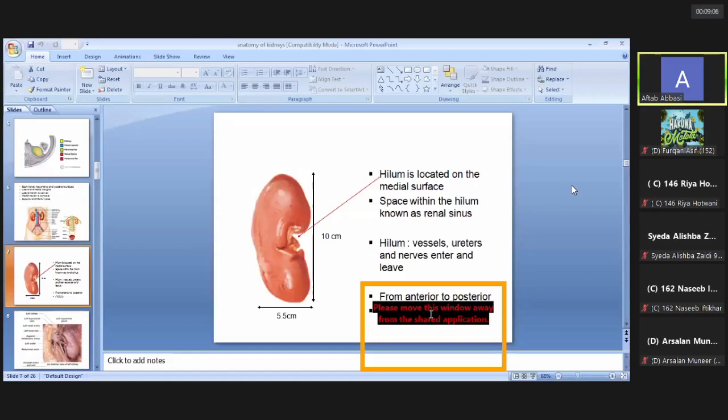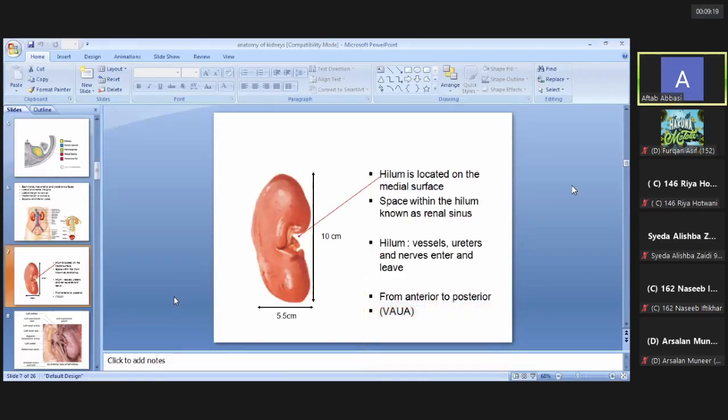The renal vein, the most anterior structure, then the renal artery, then the ureter, and the third branch of the renal artery. So that is a specific arrangement that helps in identifying the side of the kidney, that is, the right-sided kidney or the left-sided kidney.